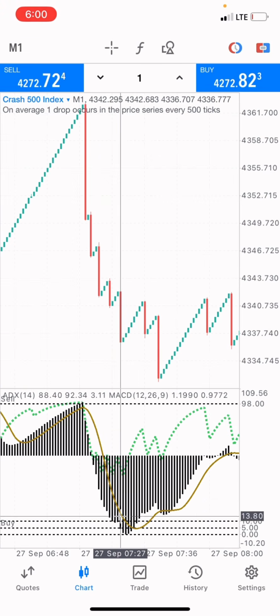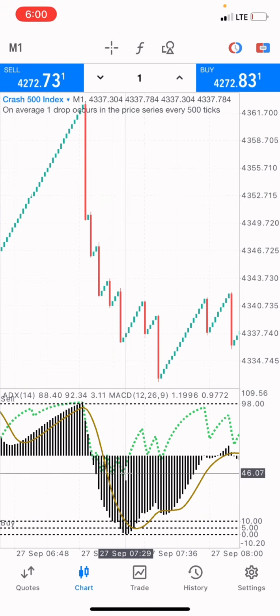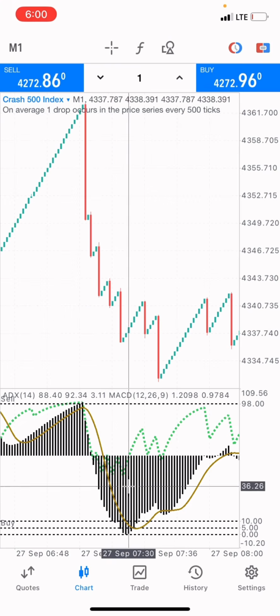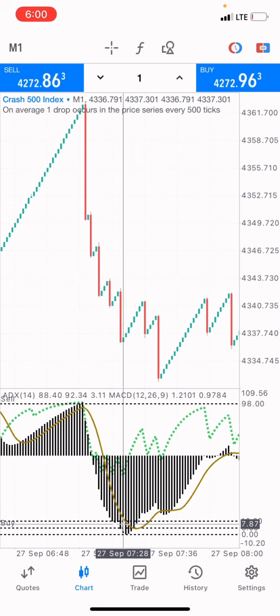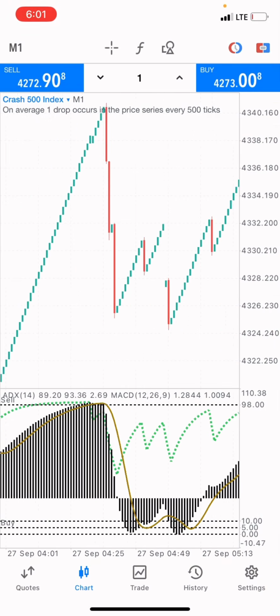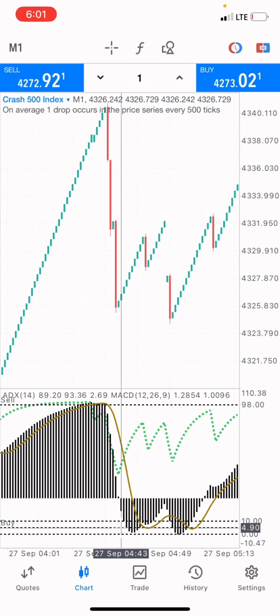So guys, take a look at this. The spike occurred, but it occurred before the line reached the level of 5. So you can see how accurate this MACD indicator is. Take a look at this, guys. At this point again, level 5, you take 4 or 5 candles.